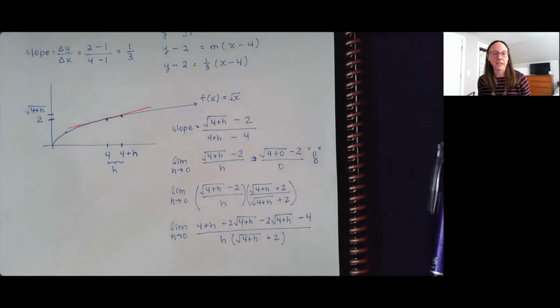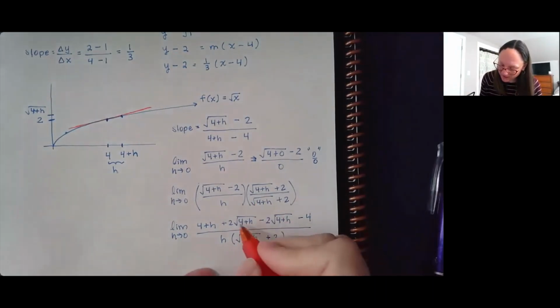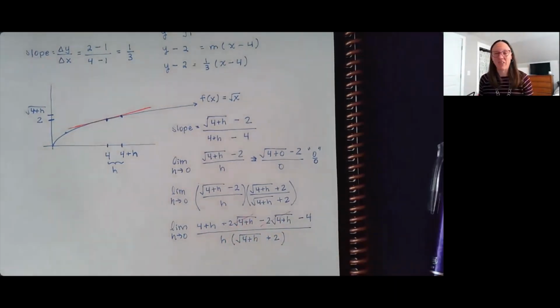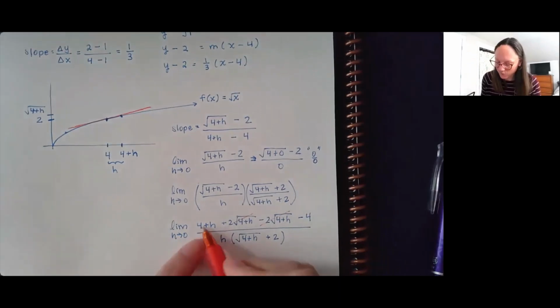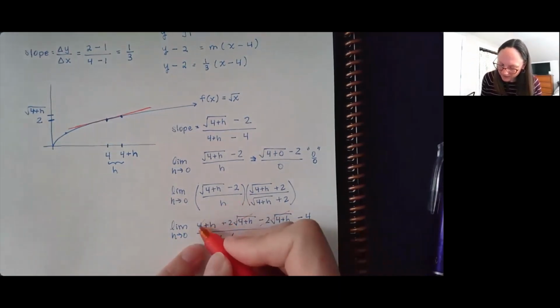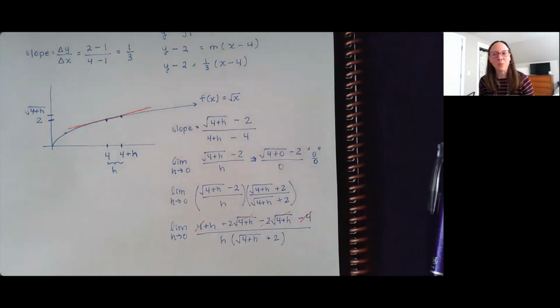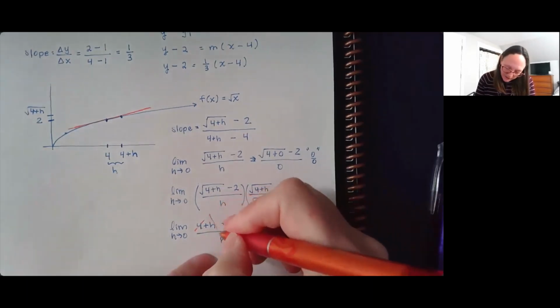Well, on the top, conveniently, I know that our conjugate pair pieces cancel out because I've got the positive of it and the negative of it. I've got this 4 and the negative 4. So those are also going to cancel out for me. And now the only thing we have left on top is h. And conveniently, h over h is equal to 1.